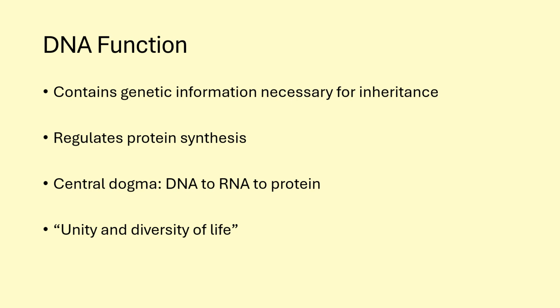The central dogma just states the way things flow, the information flows. So it's going to start with the DNA, move to the RNA, and then finally to the protein.